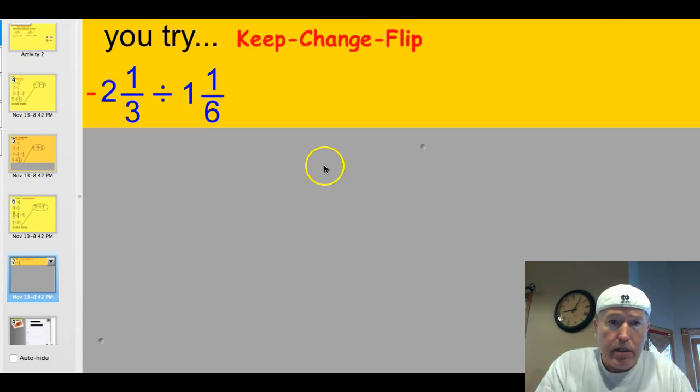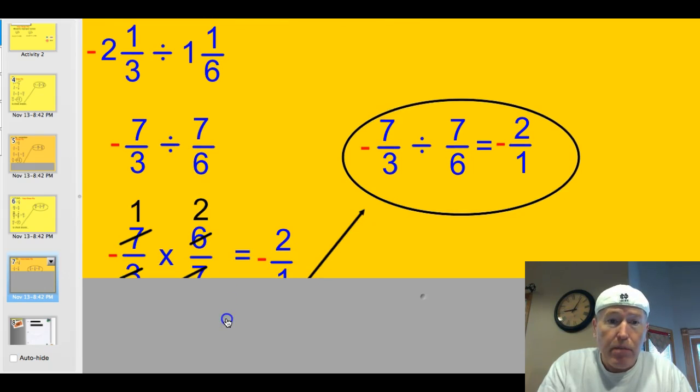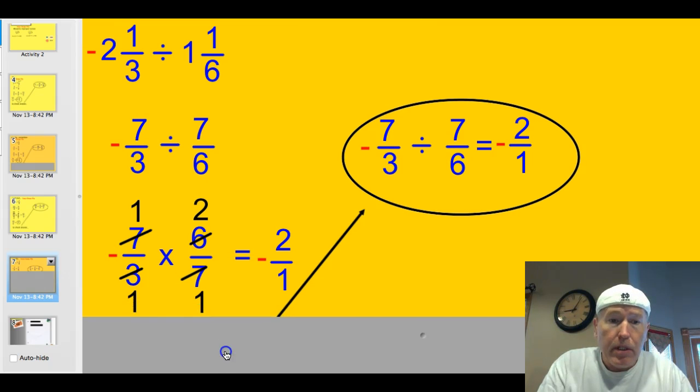All right, let's see if you remember to rename both. 2 times 3 is 6 plus 1 is negative 7/3. 1 times 6 plus 1, it's 7/6. Okay, now we can do the keep change flip. 7/3 times 6/7. Good. All kinds of cross reduction you can do there.